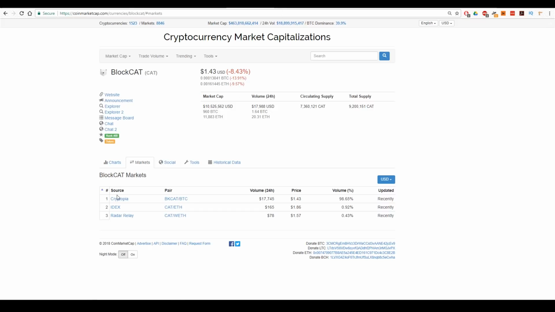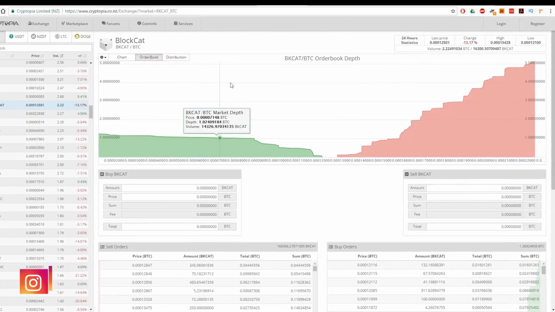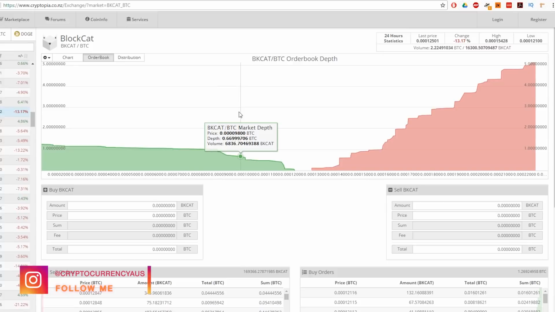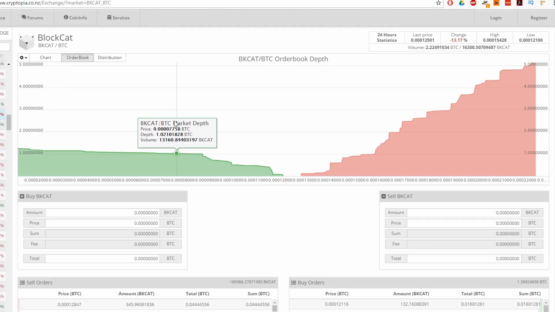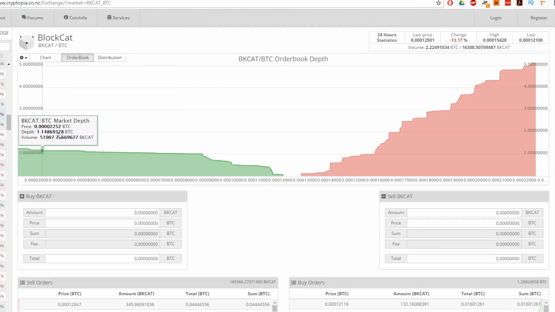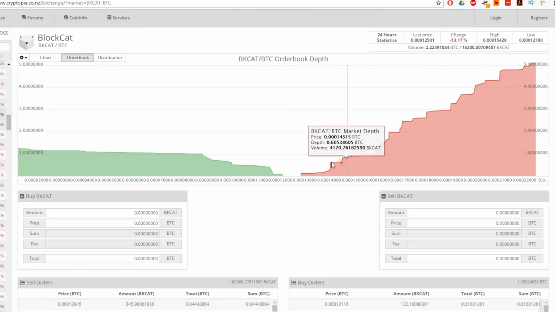Now, if we come over to Cryptopia, I've just prepared this one earlier. What we'll do is have a look at the order book. The order book shows us the depth of the trades that are currently going on. Looking at the order book is another way to assess the liquidity. What we can see is at the moment, the buying volume for Blockhat is at 1.15 Bitcoin worth. Very, very low. That's a very small amount of buying going on. We can see the selling.